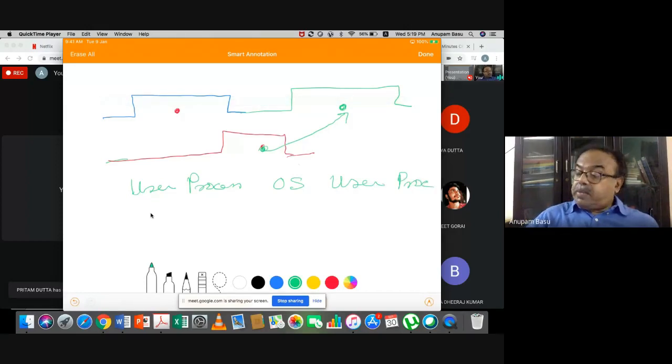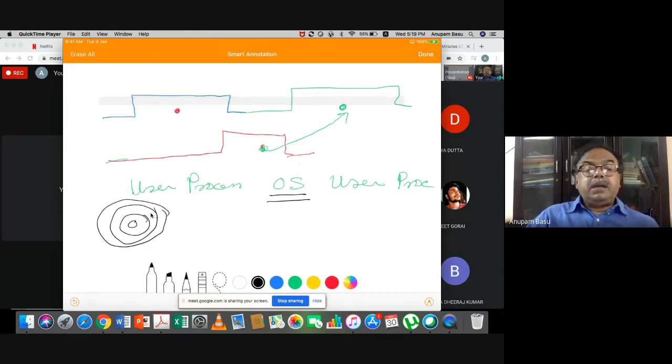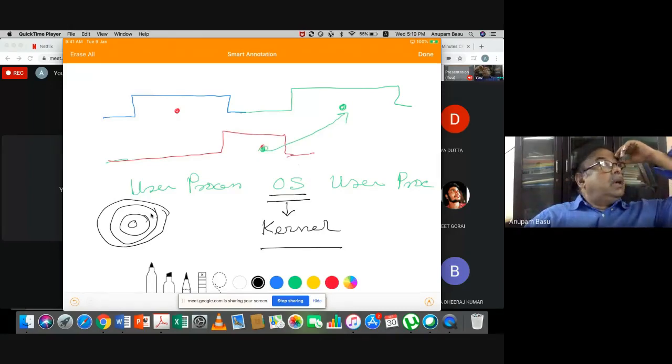Now this OS part I was talking about, I had shown that it has so many layers like this. This OS part is not the shell part, it is the kernel part. The kernel of the OS takes care of all these decisions, and that's how it goes on.